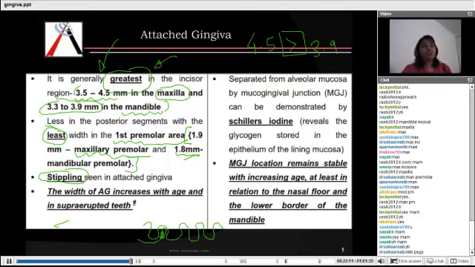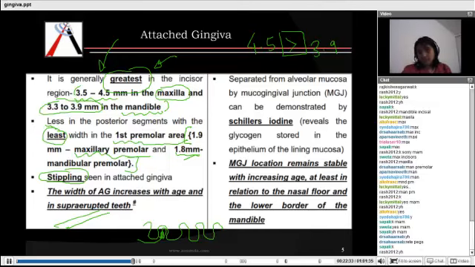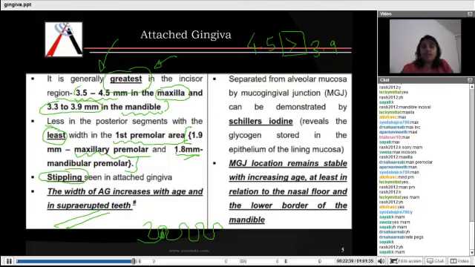Now the next point is the width of attached gingiva. It increases with age and in supraerupted teeth. Again, this is the one thing wherein people say with age we have recession, then how does the width of attached gingiva increase with age? Now let me tell you one thing. Recession is pathology. It's not a normal aging change. So always understand one thing: when we say recession, it's not something normal. Although with more age there are more people having recession, that doesn't make recession normal. Get the point?